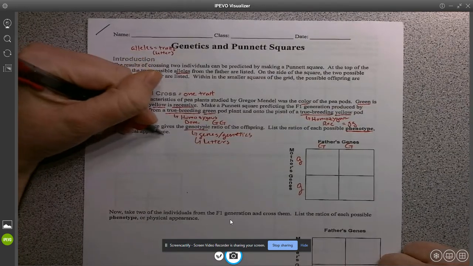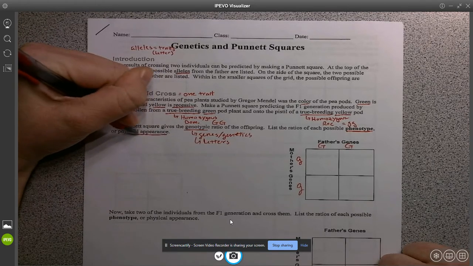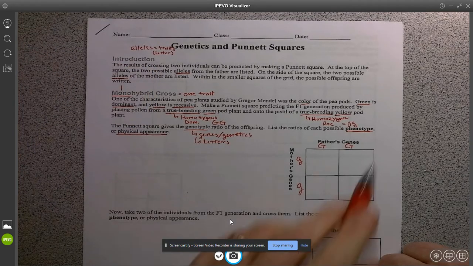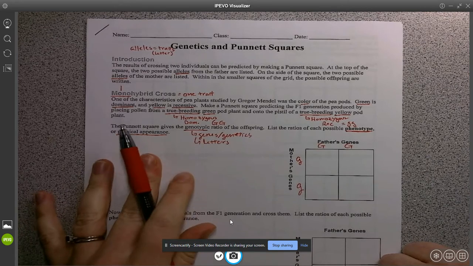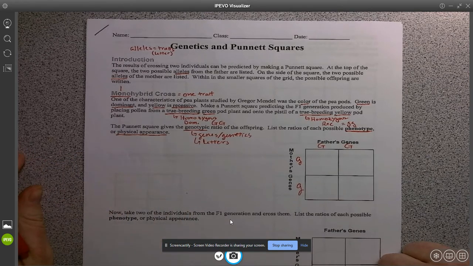and that's nice, they tell us what phenotype is: physical appearance. So phenotype is a physical appearance, the trait you're actually seeing. So when I go into this beautiful garden of pea pods, I'm looking at two different types of pea pods. The phenotype is going to be whether the pea pod is yellow or whether it is green.